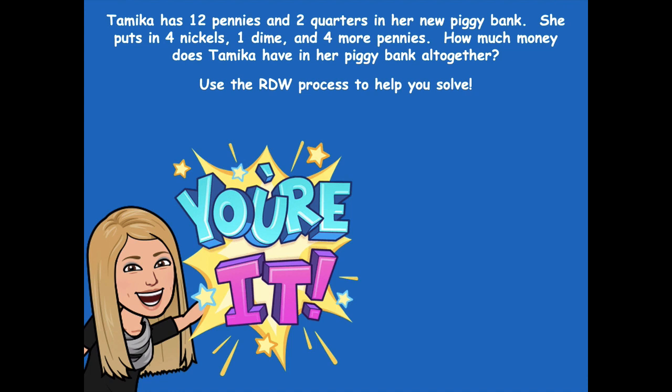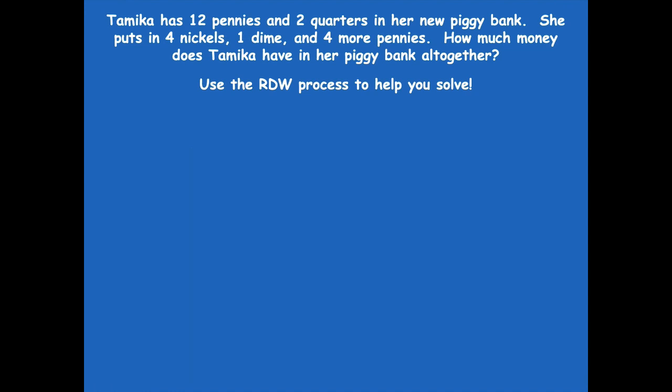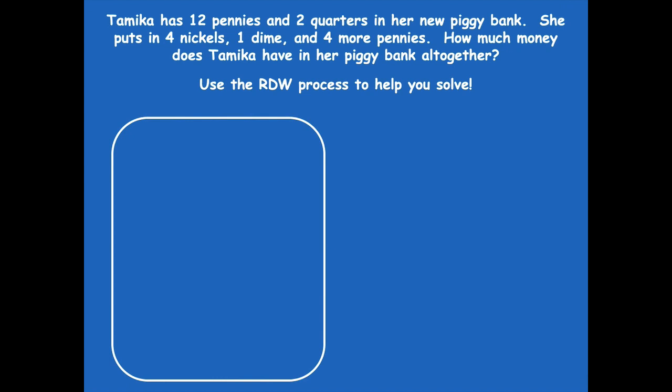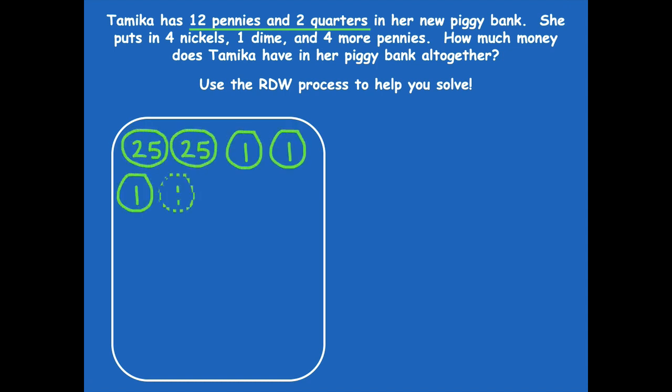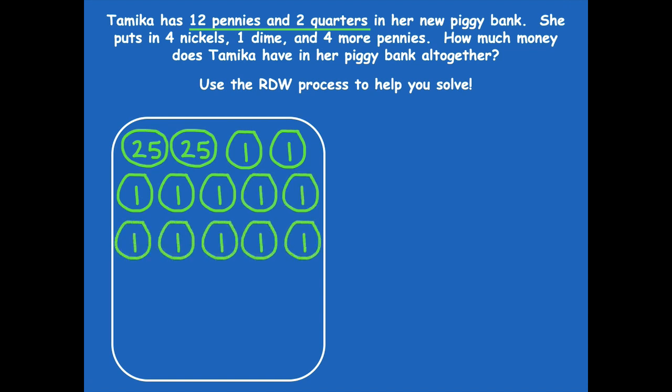All right, friends, pause if you need more time. All right, so here's the piggy bank. It's nothing fancy, right? So we're going to draw 12 pennies and 2 quarters. So I'm going to start with my quarters first, and then I'm going to add in 12 pennies. Okay?